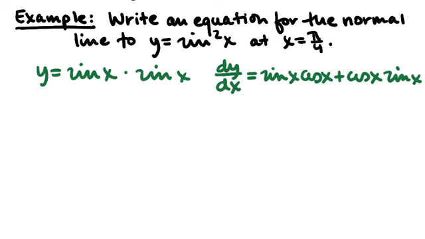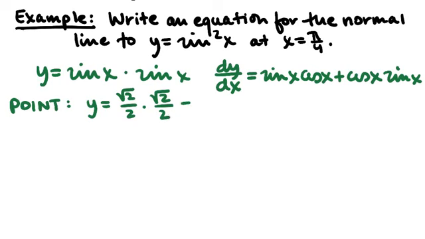In order to write a tangent line, I would need a point and a slope, so I really need the same thing to write the normal line. So I'm going to start with a point. x is going to be pi over 4, and y is going to equal the sine of pi over 4 multiplied by the sine of pi over 4. That's going to be 2 divided by 4, which is a half. So the point is pi over 4 and 1/2.